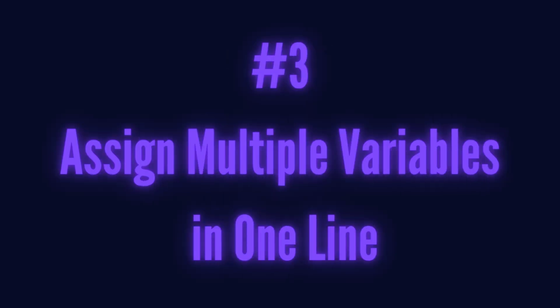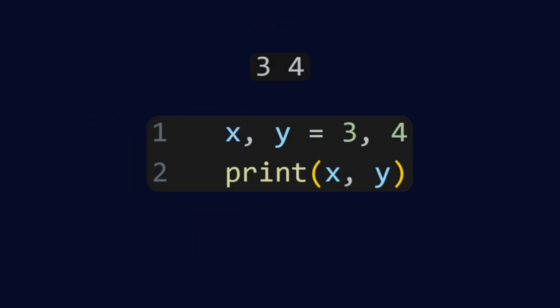Number 3. Assign multiple variables in one line. You can set multiple variables in one line like this: x, y = 3, 4. This can make your code quicker to write.